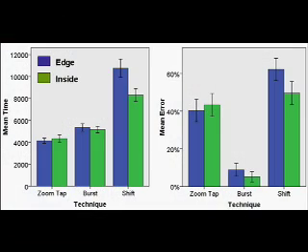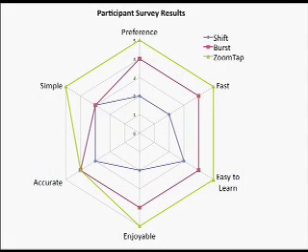Our results show that both burst and zoom tap result in faster selection times compared to shift. In addition, both burst and zoom tap result in less selection errors as compared to shift. Finally, the results of a participant survey show that burst and zoom tap were generally preferred over the shift technique. Through participant feedback, we've identified a number of potential improvements to the current design of burst, which we plan to evaluate. We also plan to evaluate burst and zoom tap with overlapping targets.